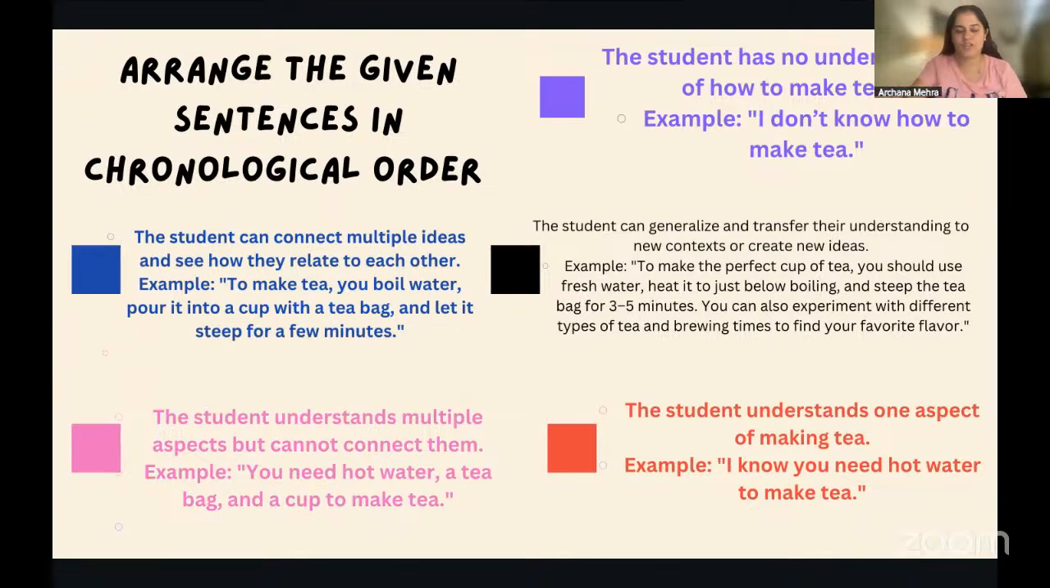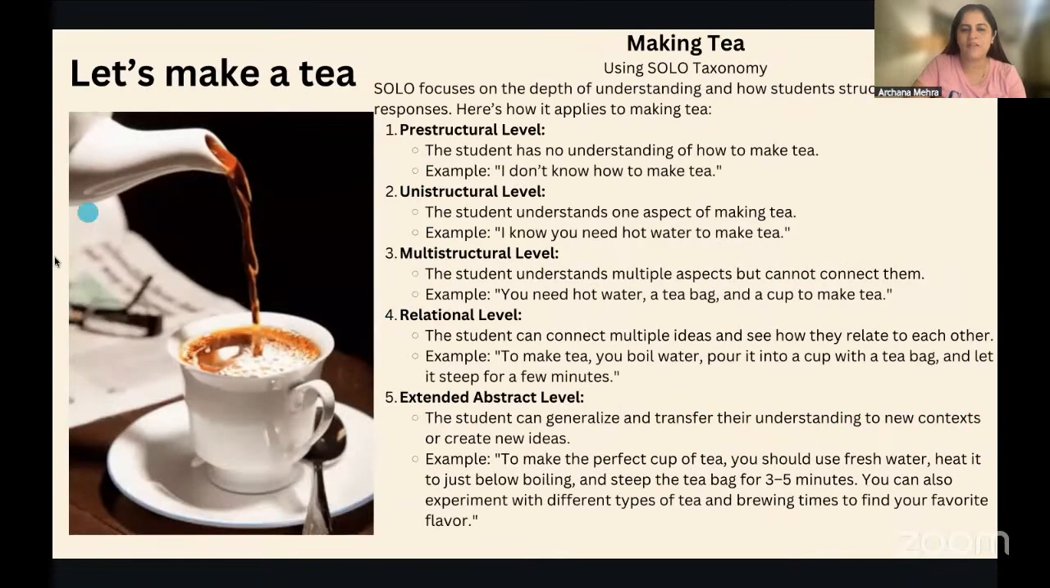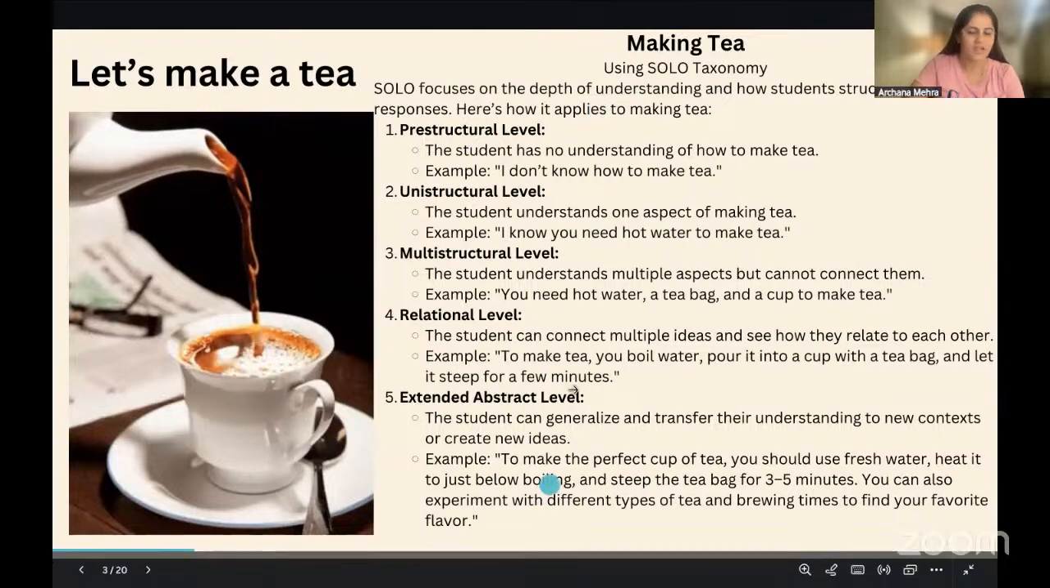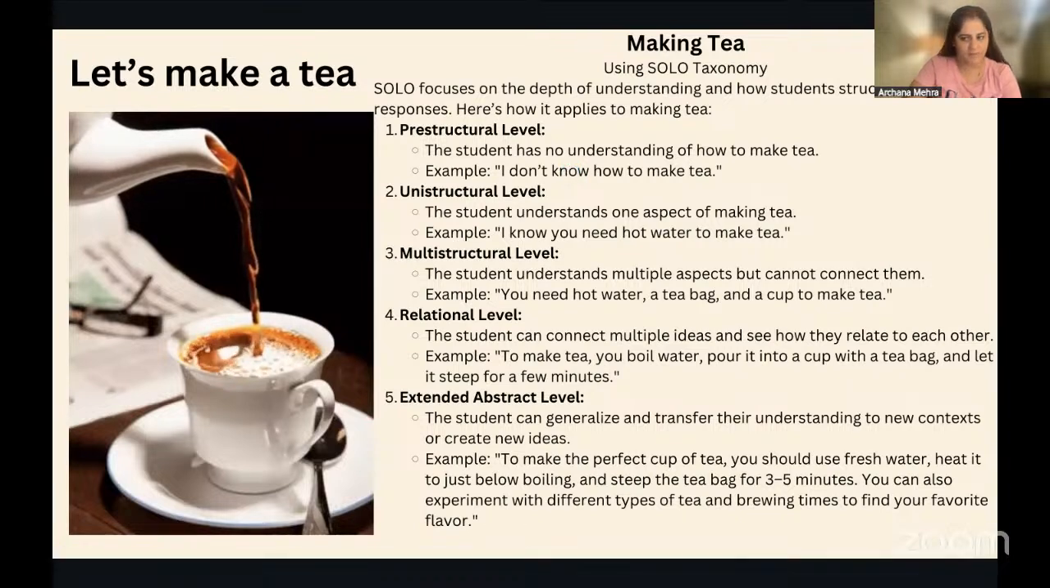Yeah. Thank you for sharing your perspective. So yes, this one was an example of SOLO taxonomy, and SOLO taxonomy has these 5 stages. The first stage is known as pre-structural level. The second is unistructural, multi-structural, relational, and extended abstract level. These are the 5 stages of SOLO taxonomy.